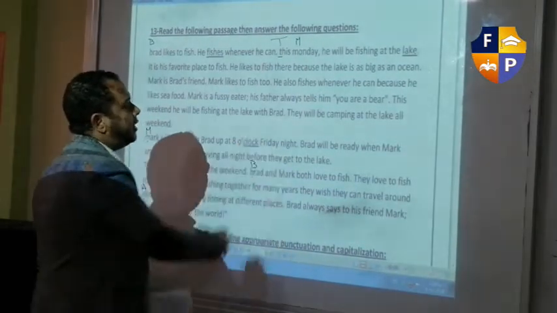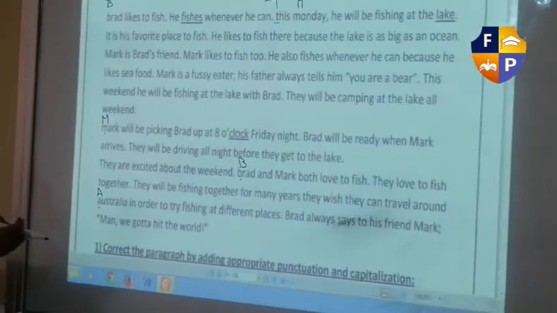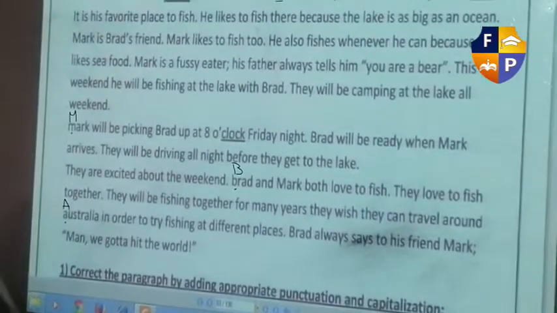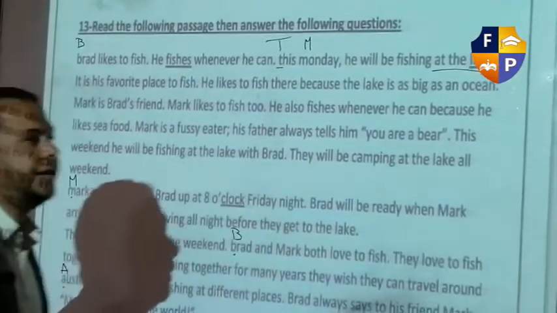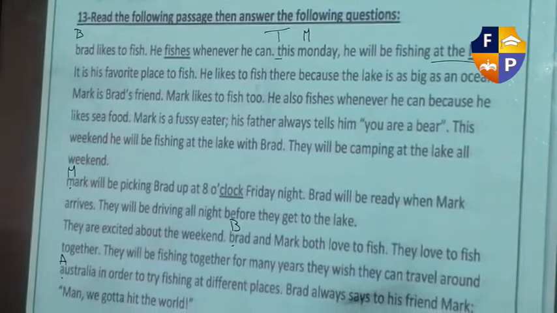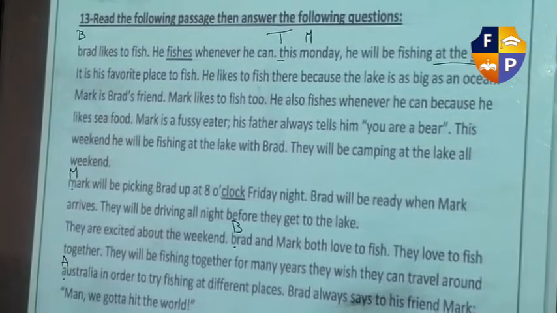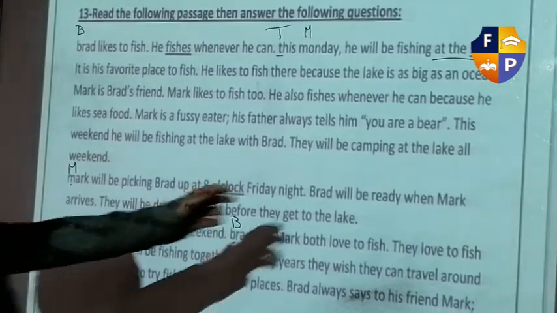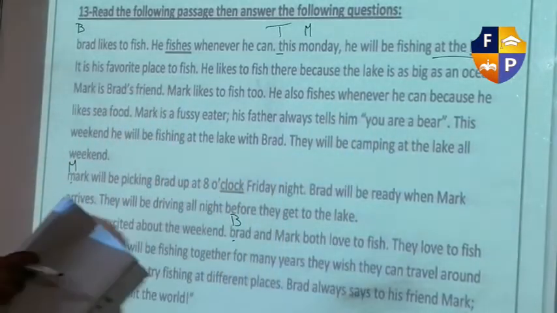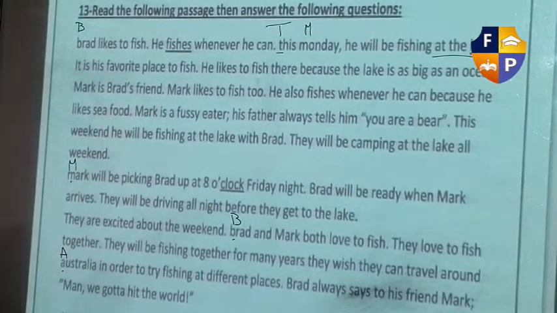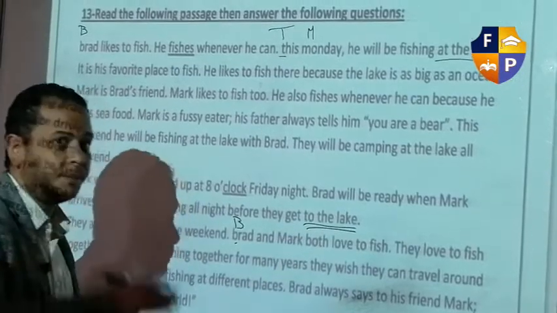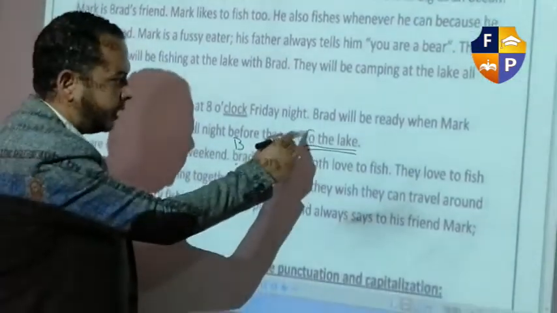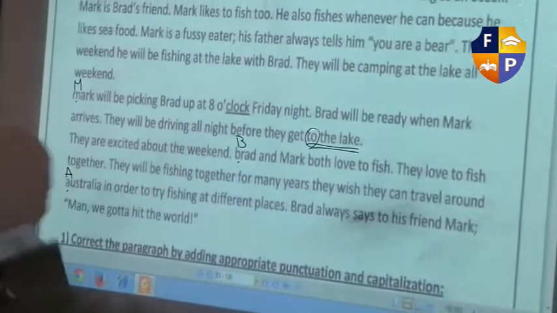For example, here we have lots of sentences that include a prepositional phrase. Number one, look at this: at the lake. This is a prepositional phrase because it starts with the preposition at. Number two, we have here to the lake. Another prepositional phrase because it starts with the preposition to.